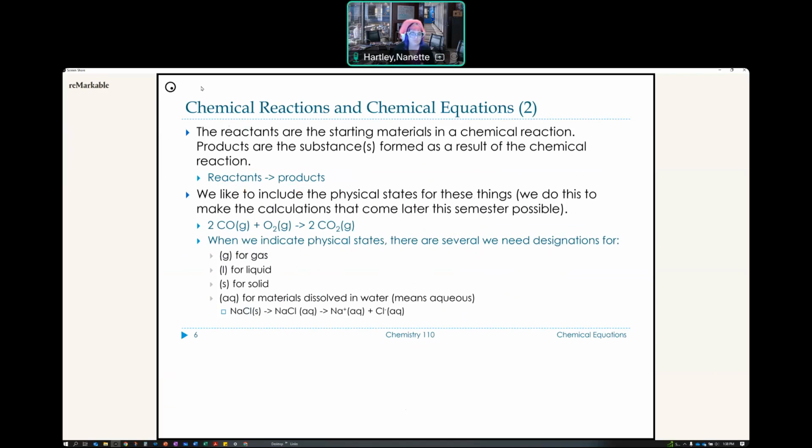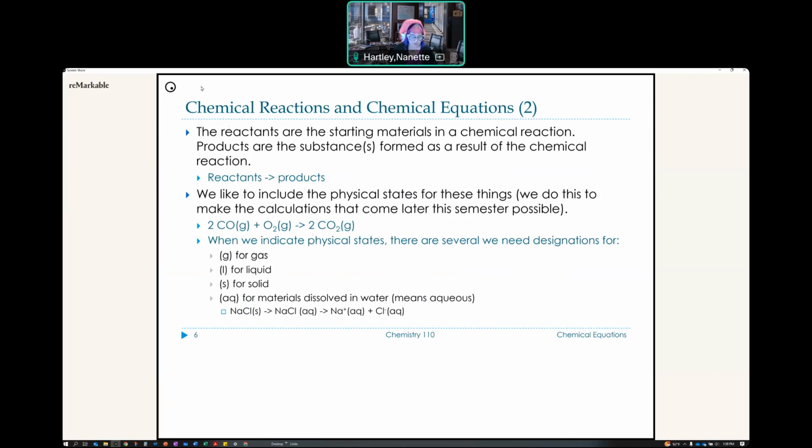Okay. And we often like to include the physical states of these things. And we do that to make calculations that come later, not necessarily this semester, but in 111 possibly. Okay. It's important that we talk about what physical states these things are at some point. In order to talk about physical states, we need to know what physical states we can talk about. And we talked about the fact that we have physical states: gas, liquid, solid.